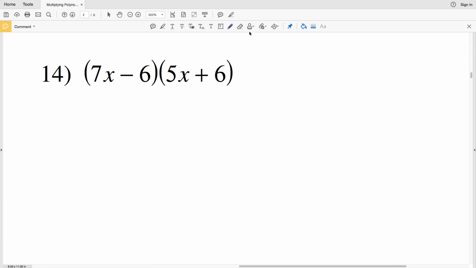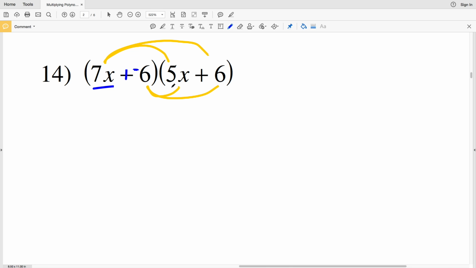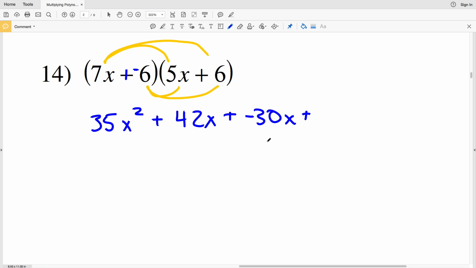Moving on to number 14, remember, first, outside, inside, last, and I'm going to switch everything to addition. So first is 7x times 5x. That's going to give me 35x squared. Next, I'm going to add the outside terms. 7x times 6, 7 times 6 is 42, so I'm going to have 42x. And then I'm going to add the inside terms, negative 6 times 5x, which is negative 30x. And then I'm going to add the last terms, negative 6 and 6, which is negative 36.